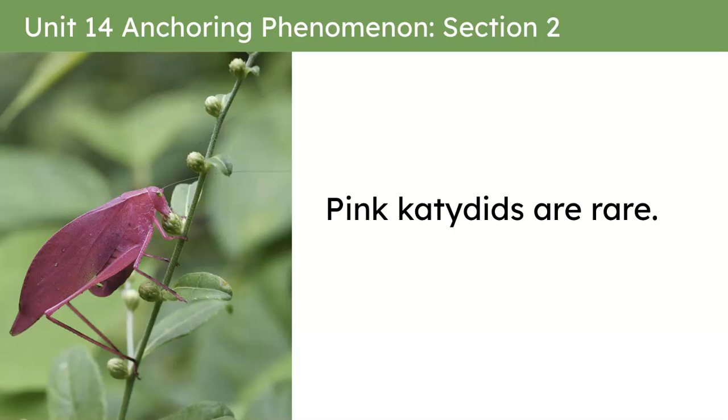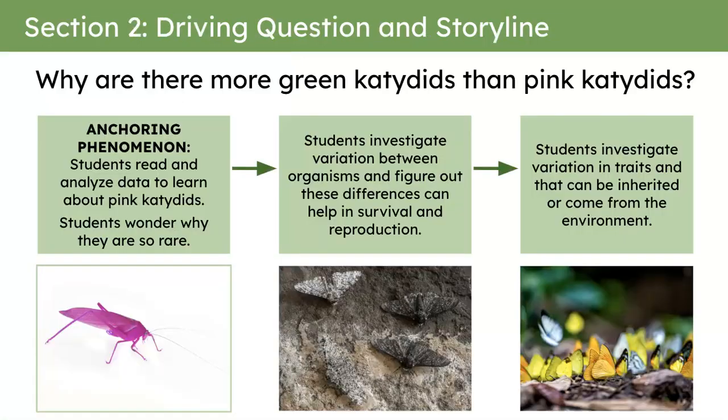The anchoring phenomenon for Section 2 is, pink katydids are rare. Students will generate questions based on this phenomenon. They will probably ask, what in the heck is a katydid? Section 2 engages students with the driving question of, why are there more green katydids than pink katydids? Students investigate how variation in traits can help some organisms survive and reproduce better than others. Next, they will investigate variation in traits and how some can be inherited and others come from the environment.